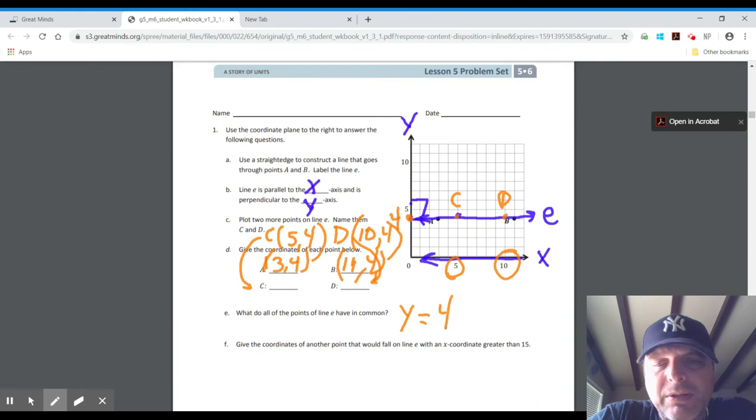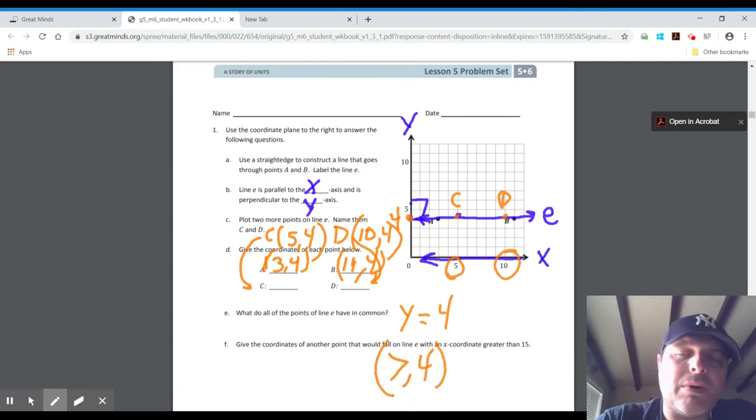Give the coordinates of another point that would fall on the line E. So basically, you can pick anything you want. Let's pick the number 7. So we could just say 7, and it's going to be 4 again, because 4 is Y, which is the line. So 7, 4. You could also pick 12, 4. You can do that too. I'm sorry, it says would fall on the line greater than 15. So you've got to do something bigger than 15. I did not read that. I am so sorry. So let's just do 18, 4. Okay. That's for that.